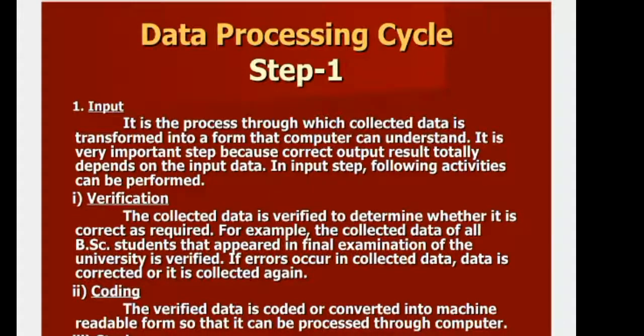Data processing cycle. Step 1 is input. It is the process through which the collected data is transformed into a form that the computer can understand. It is a very important step because the correct output result totally depends on the input data, and input step activities are verification, coding, and storing.